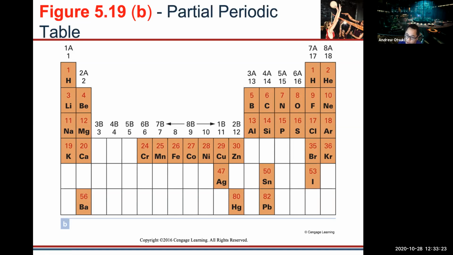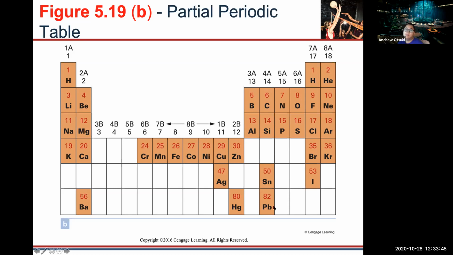Hg is mercury. Mercury is toxic. We're trying to phase mercury out. I think most of it has been phased out in the lab, so you most likely won't ever work with mercury, because it's just a very, very toxic element. Then lastly, Pb is lead. A very weird name, weird abbreviation, but Pb is lead.